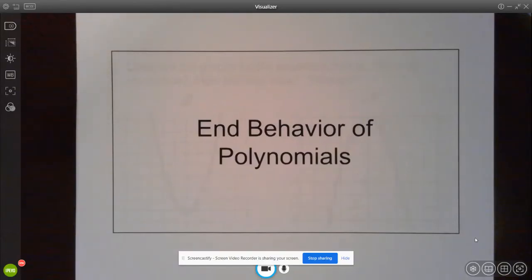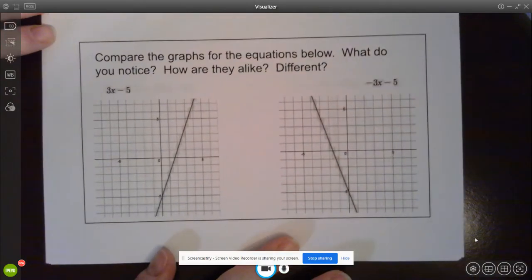In this lesson, we are going to talk about end behavior of polynomials as well as multiplicity. So we're going to start first with end behavior. The first thing we need to look at is these two graphs here.